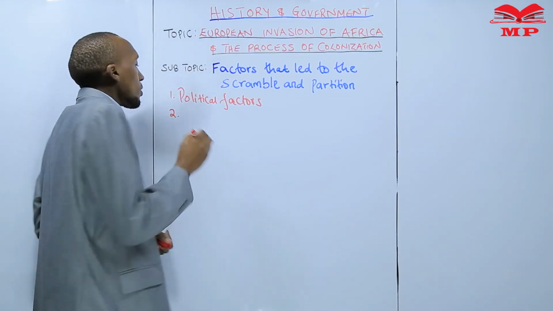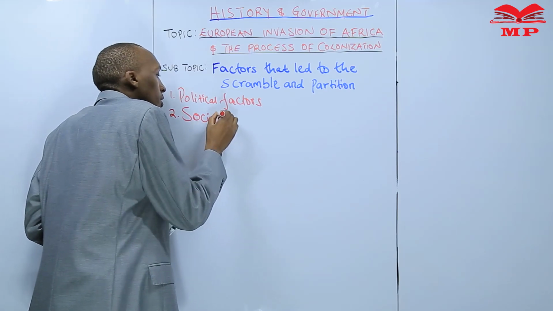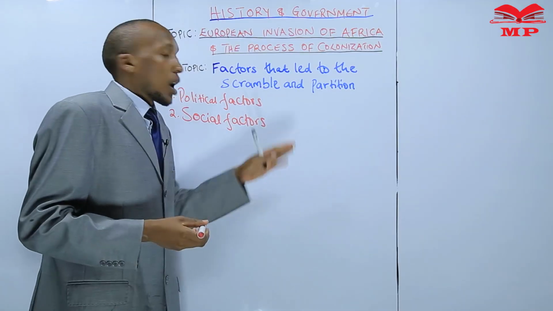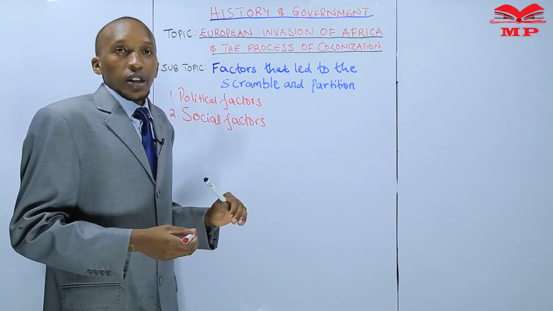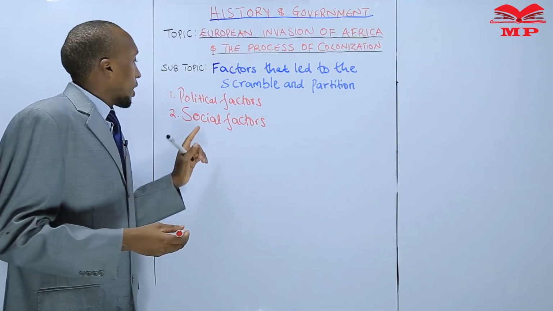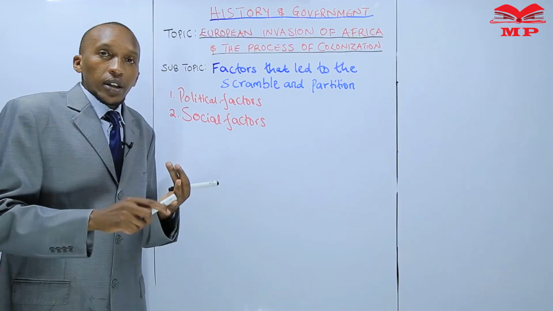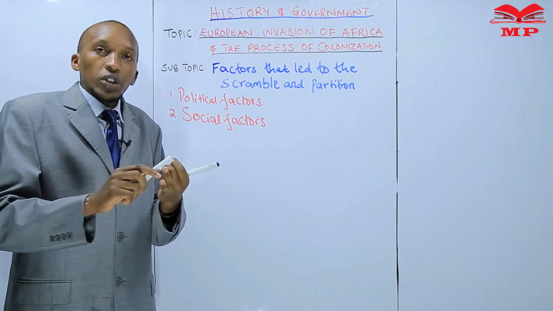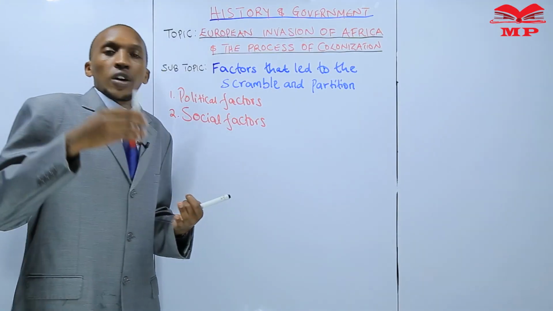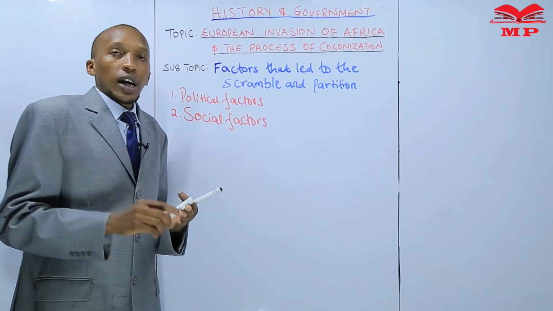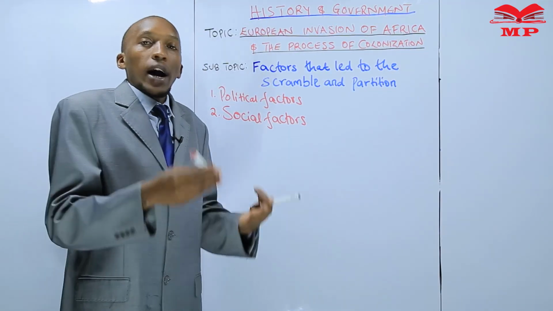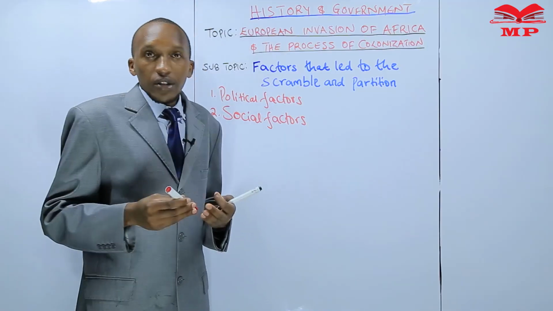And then number two, we looked at the social factors. We talked of the desire to abolish slave trade, racialism, and the activities of Christian missionaries. What else did we look at as social factors? We mentioned the activities of Christian missionaries. Number two, the abolishment of slave trade, or in other words, the introduction of legitimate trade. And then number three, racialism, where the European powers felt their race is better or more advanced than the Africans.